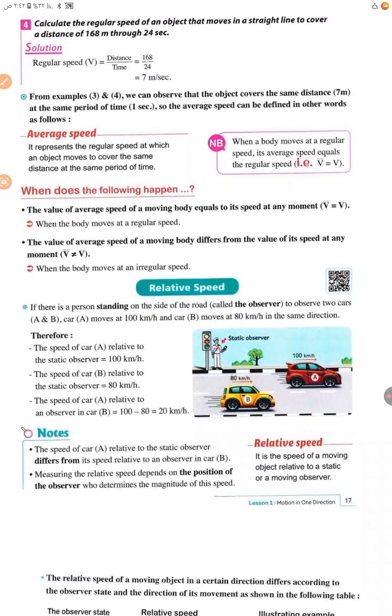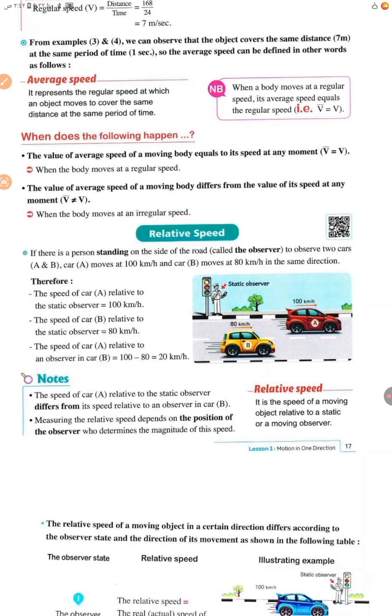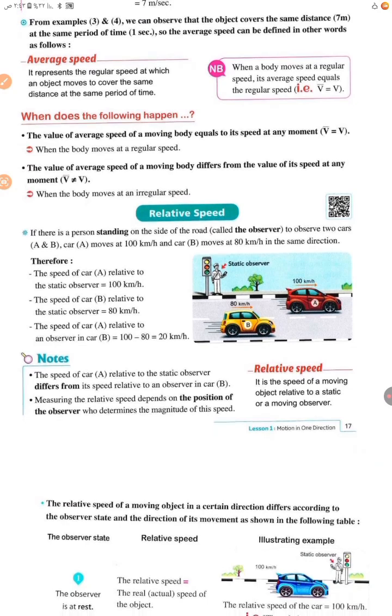From examples 3 and 4, we can observe that the object covers the same distance, 7 meters, in the same period of time, 1 second. So the average speed can be defined in other words as follows. The average speed represents the regular speed at which an object moves to cover the same distance in the same period of time. When a body moves at a regular speed, its average speed equals the regular speed.